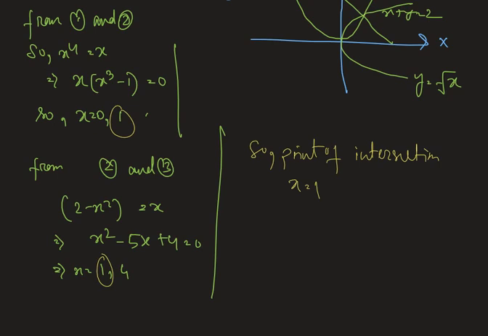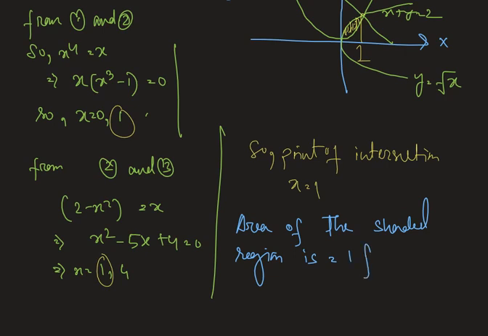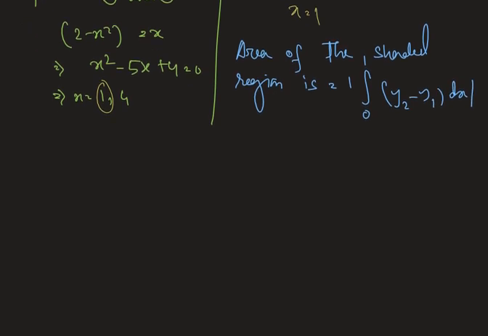Therefore, the area of this shaded region is modulus of integration 0 to 1 y2 minus y1 dx. Now here y2 is equal to minus root over x and y1 is equal to x square.